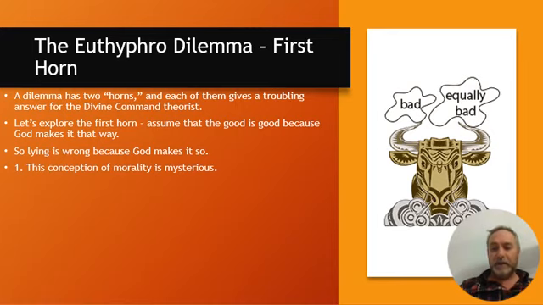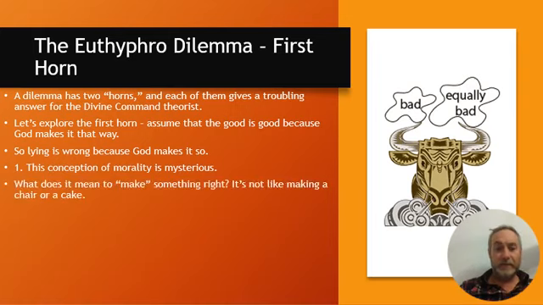Here are some problems with it. Number one, as Rachel says, this conception of morality is mysterious. What's so mysterious about it? Well, first of all, it assumes that you can just make something right or wrong, which is a sort of strange concept. Typically, we think of murder as already being wrong. It's not like you can make something wrong.